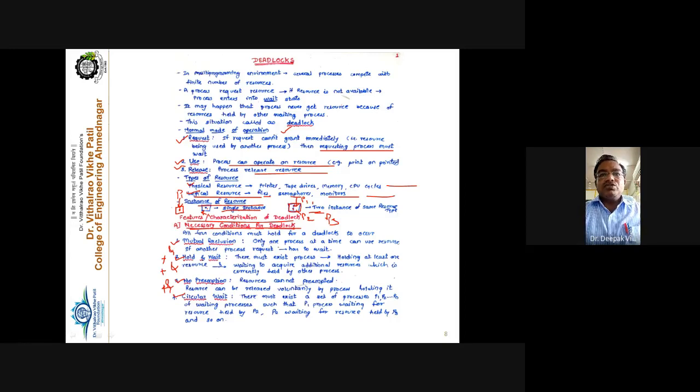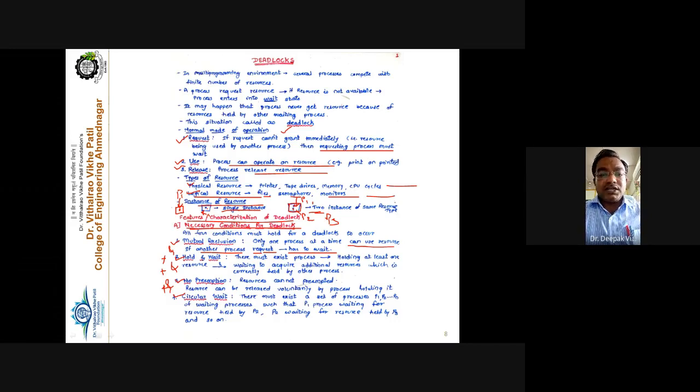Mutual exclusion means what? You know the meaning of mutual exclusion. Only one process at a time can use the resource, and if another process is requesting the resource, it has to wait. So say for example, process P1 is requesting some resource, but that resource is being used by another process P2, then P1 has to wait. That is nothing but mutual exclusion. The resource is mutually exclusive. When one process is executing with that particular resource, another process has to wait. It cannot access that particular resource. That is called mutual exclusion.